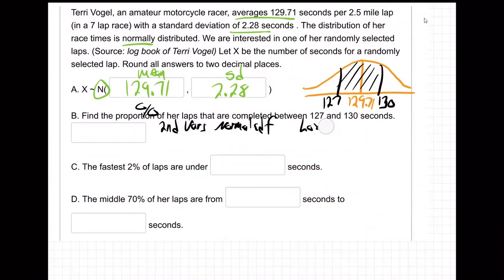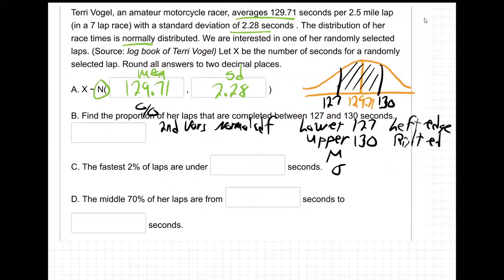And we'll go lower, upper, mean, and standard deviation. So the lower is the 127, the upper is the 130. Whenever we say lower and upper, we mean the left edge of the shading and the right edge of the shading. It's all about the shading, right? What we've actually shaded. So we mean this left edge and this right edge. That's what we mean by lower and upper.